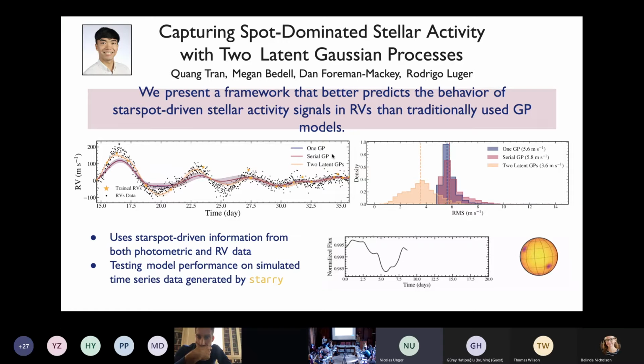And one of the things I want to point out that's really cool is that we're actually testing the performance of our model on simulated time series data generated by the starry software package, in which we've injected and evolved star spots on the surface of a stellar map, and in a very quick and physically motivated way produced light curves and radial velocities of surface maps with those injected emergent and decaying star spots.